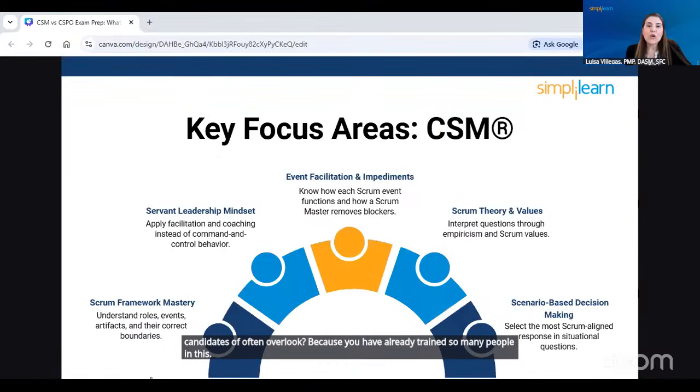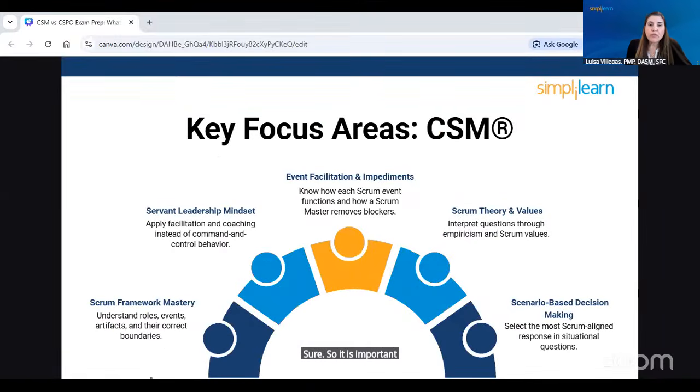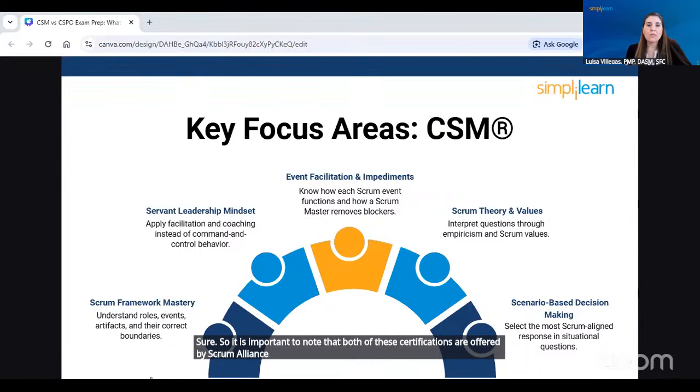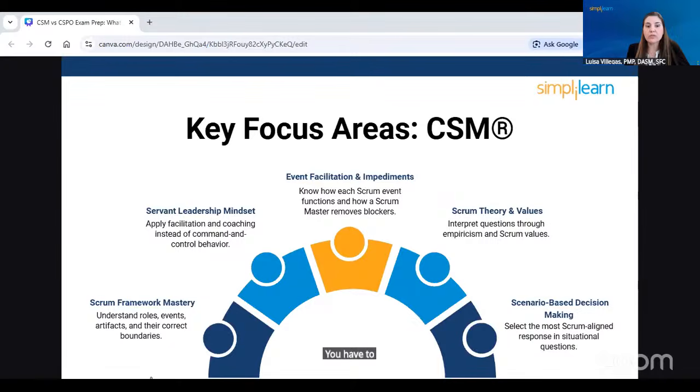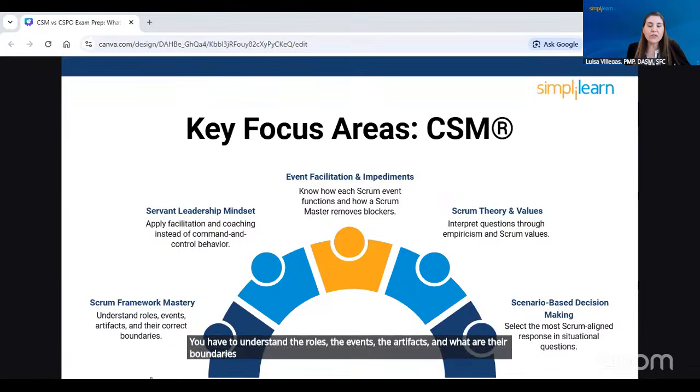Sure. So it is important to note that both of these certifications are offered by Scrum Alliance. It's just that they approach the Scrum framework from different perspectives and different roles. So for CSM, for the Scrum Master, the focus areas are going to be on mastering the framework. So you do have to know the Scrum Guide really well. You have to understand the roles, the events, the artifacts, and what are their boundaries. Like when do they finish? When do they end? How long do they last?